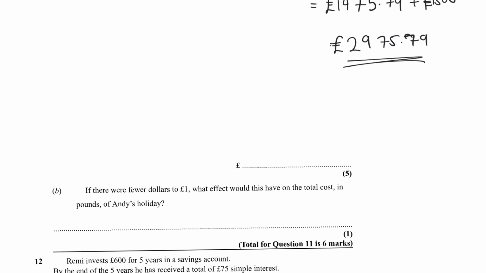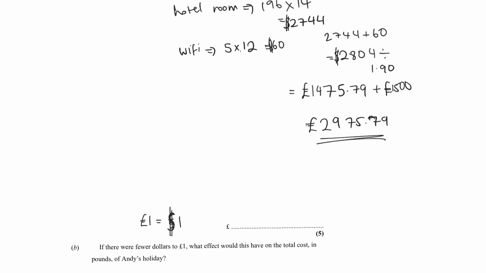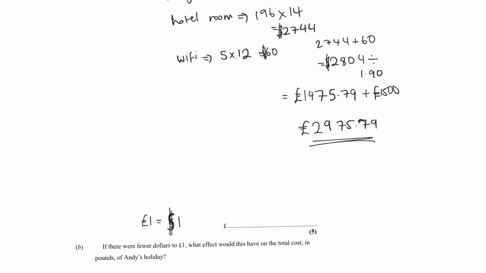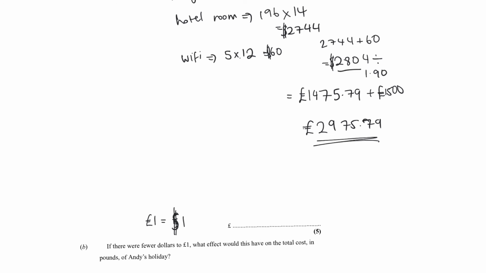Then it goes on to say, if there were fewer dollars to pounds, would this have affected Adam's total cost? So let's say if it was for every £1, it was $1, which would never happen, but hypothetically speaking, then really and truly, it would have costed a total of £2,804. We wouldn't need to convert it if they were the same. And notice how 2,804 is way bigger than the 1,475.79. So if the dollars was fewer, it would have costed him more in pounds.